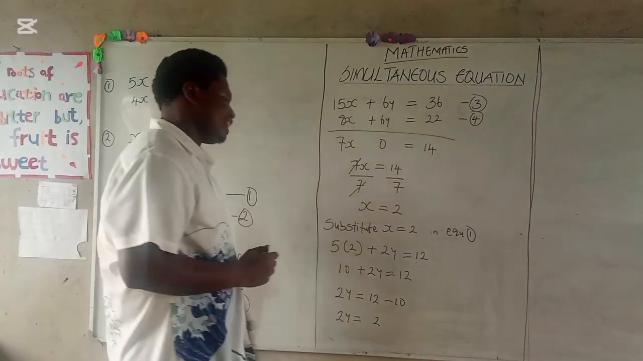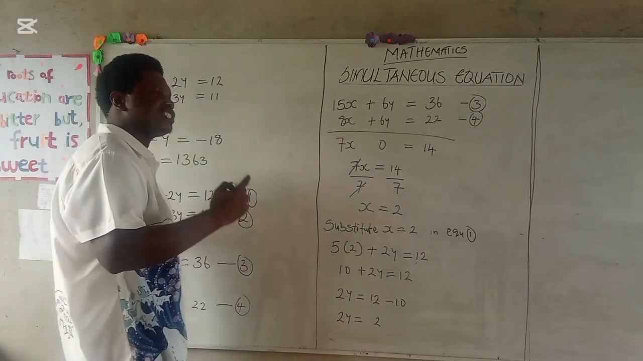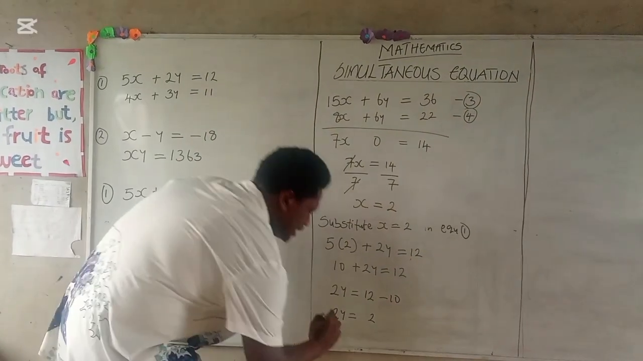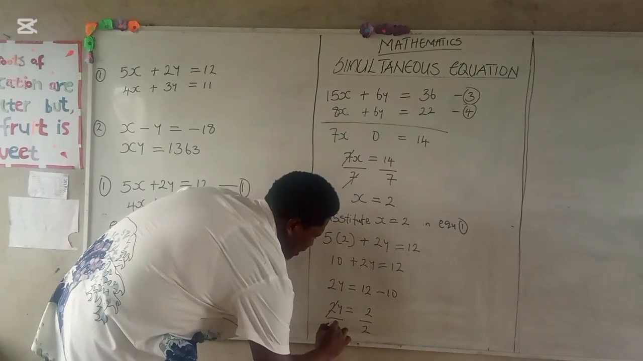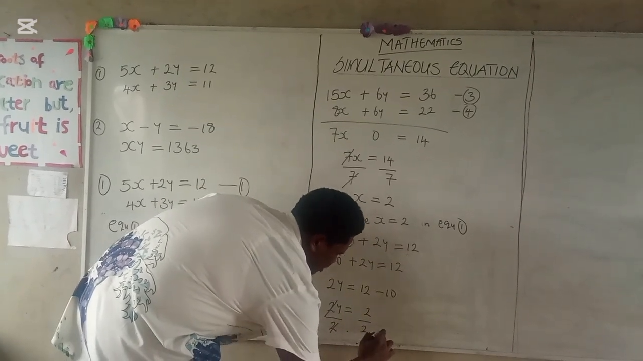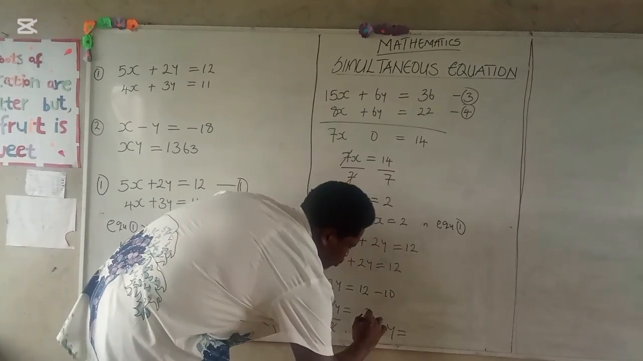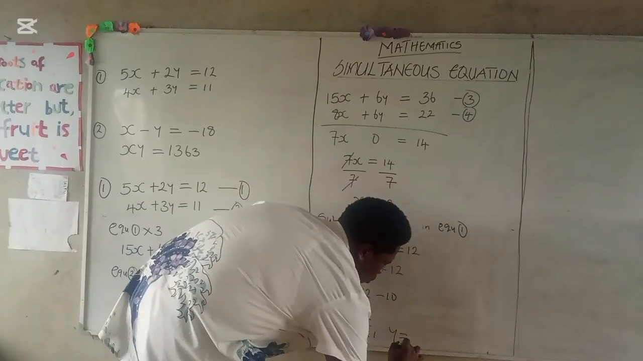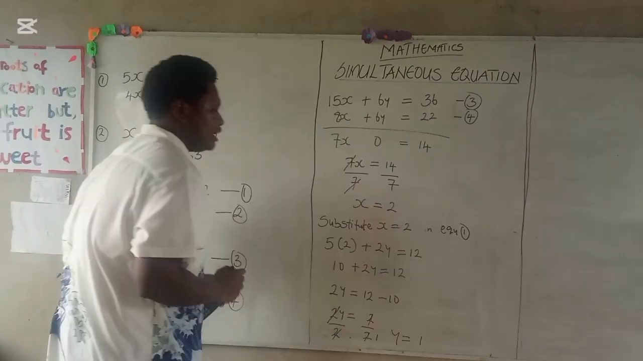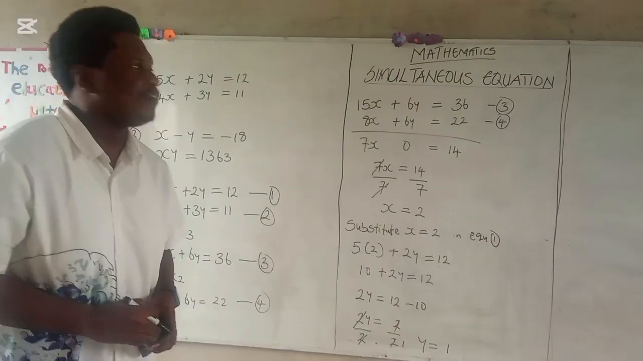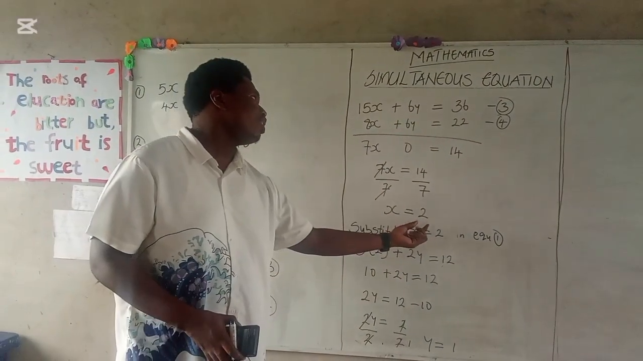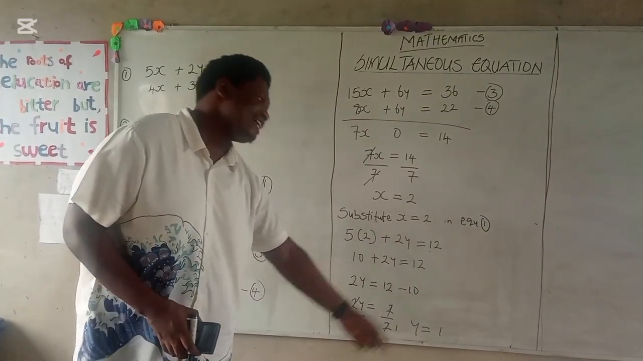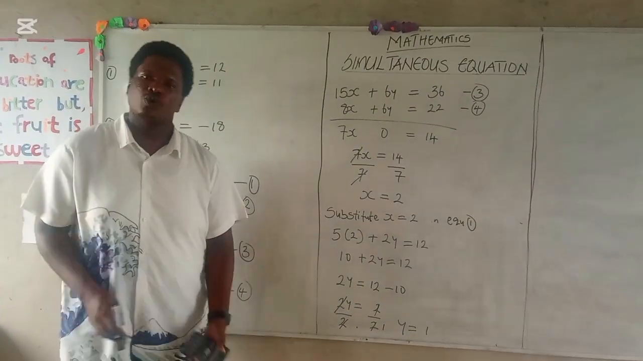In order for us to get the value of y, we are going to divide both sides by the coefficient of y. So here divided by 2, here divided by 2. We cancel 2. So we are going to have that y is equal to 2 divided by 2, we have 1. So y is equal to 1. So what are our coordinates for this particular equation? We have that x is equal to 2 and y is equal to 1.